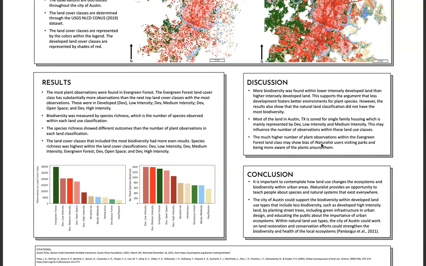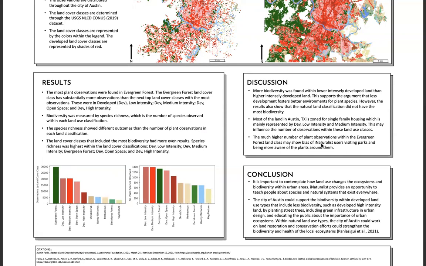The city of Austin can support biodiversity in developed land, more specifically in high density developed land, by planting street trees, including green infrastructure in urban design, and educating people about the importance of urban ecosystems.